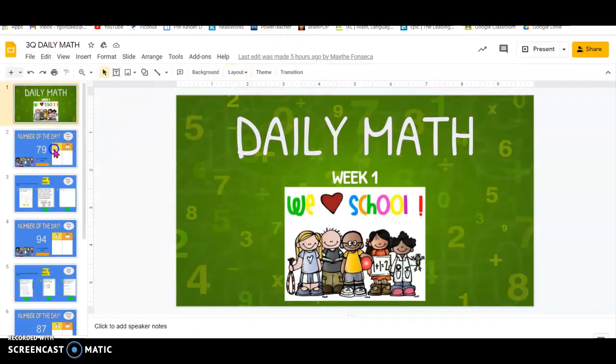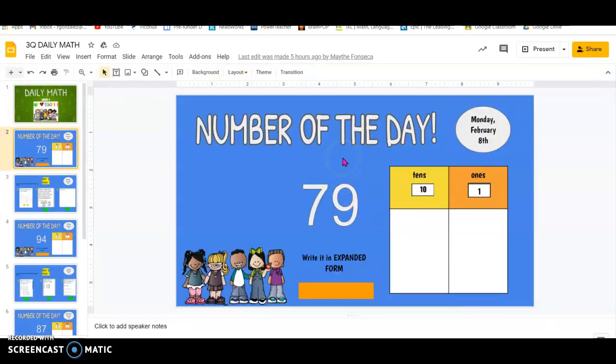Okay, so the number of the day. So we were supposed to do it on Monday, but we're going to start today, Tuesday. Okay, so it doesn't matter the date. Okay, you're just going to do 1. So the number of the day is 79. So you're going to show me with your place value cards how much is 79.